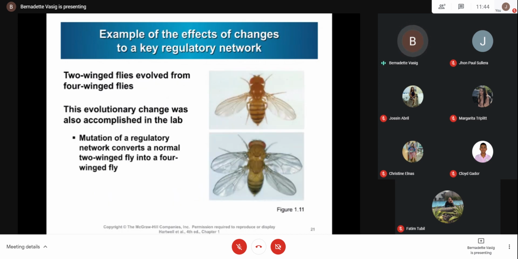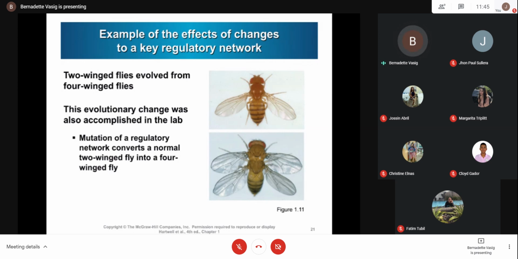And of course, the proteins produced at the end of protein synthesis. Okay? Another thing, aside from the change in the polypeptide chain that it produces, there might also be a change in the key regulatory network. If there is a change in the key regulatory network, there will also be a change in how these genes are expressed. Remember, it's the regulatory network that moderates or controls expression of the genes.